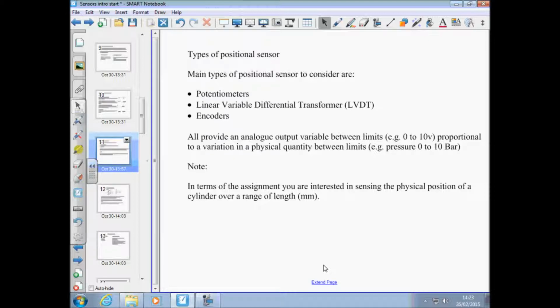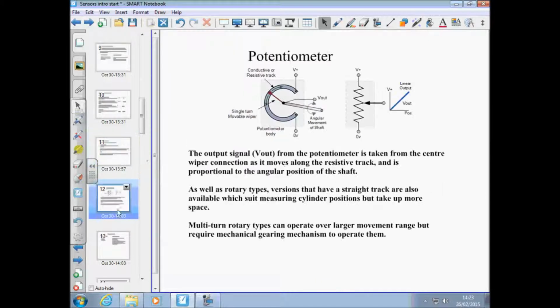Okay, so there's a little bit of throwback there from a previous year about measuring a position of a hydraulic cylinder over a linear range. But you could use a potentiometer to do the rotation of a turntable. You wouldn't use an LVDT for that, but you'd use that on a cylinder movement for sure. So, potentiometer.